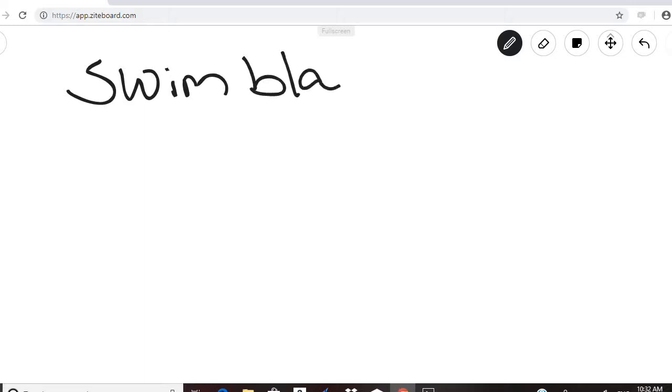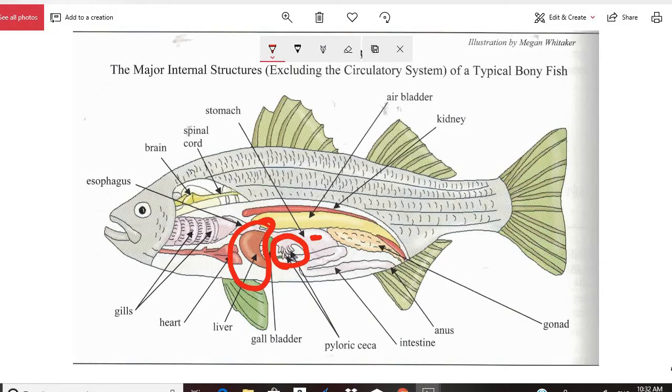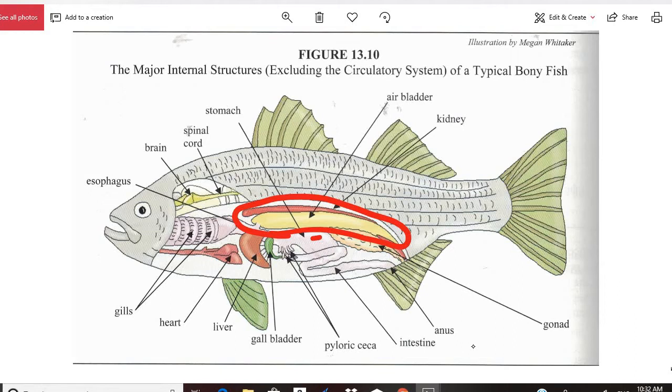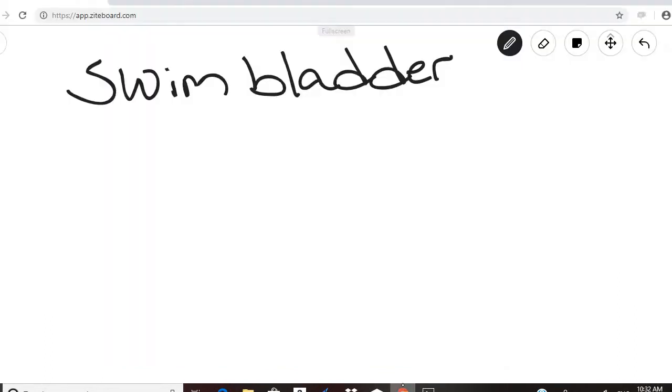Okay, another structure that you should know in the fish is something called a swim bladder. And when we do our dissections, we should be able to see this. So the swim bladder or air bladder is this yellow thing right here, and the air bladder is used to help keep the fish afloat. So the swim bladder helps them to float.